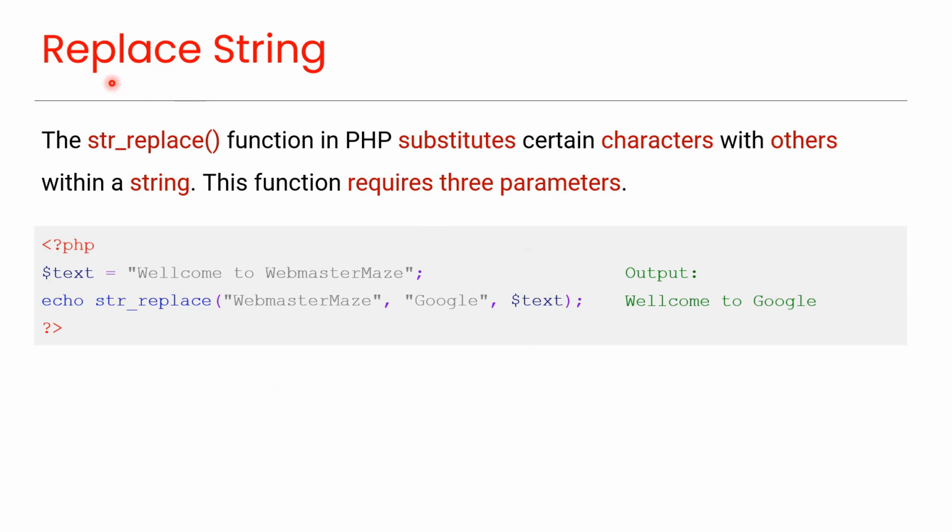Replace string. The str_replace function in PHP substitutes certain characters with others within a string. This function requires 3 parameters. In this example, we have a string here, where we want to replace this text with this text. The third parameter is the original string. And you can see the output here.